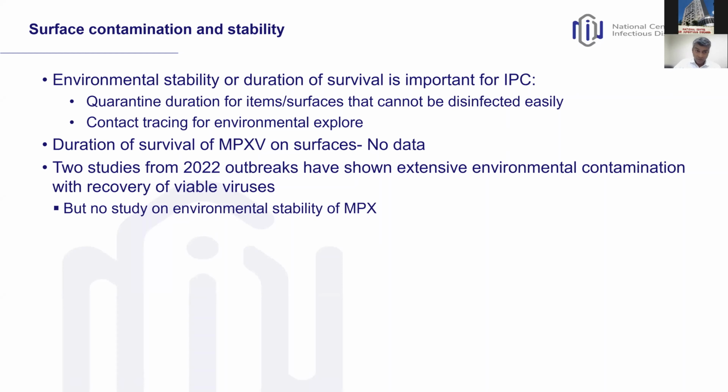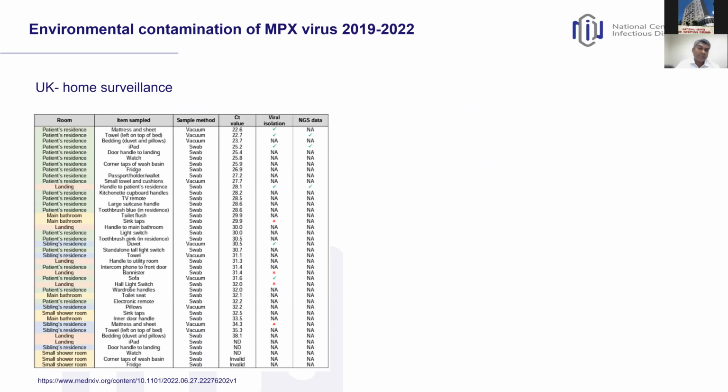There is no data on duration of survival for monkeypox virus on surfaces, and 2 studies from the 2022 outbreaks have shown extensive environmental contamination with recovery of viable virus. So these are the first starting studies that we need for a new virus or an old virus that hasn't been investigated as much. But there is no study on environmental stability of monkeypox yet, like what we had for variola and also vaccinia in the past. So this is the first study for the environmental contamination of monkeypox virus.